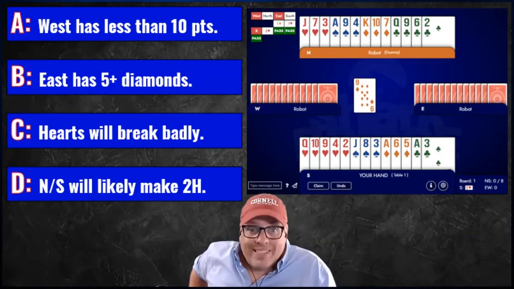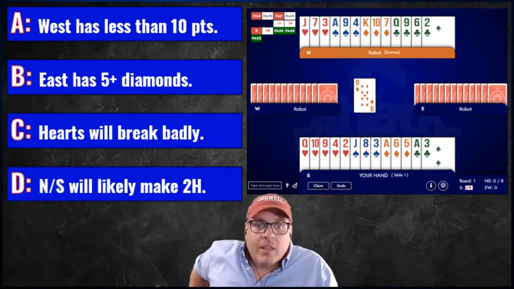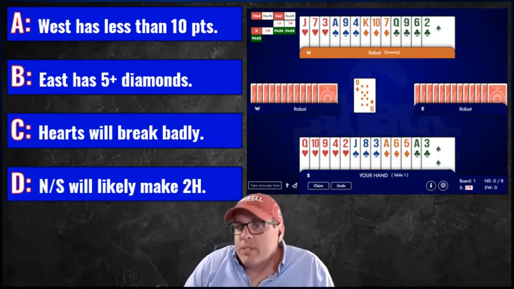So what I'm trying to say with that is we don't play top of nothing versus suits, because what does top of nothing look like when we lead a high card and follow it with a low card versus a suit? What does that lead look like? It looks like a doubleton. Yes, which is why B is actually true on this one.